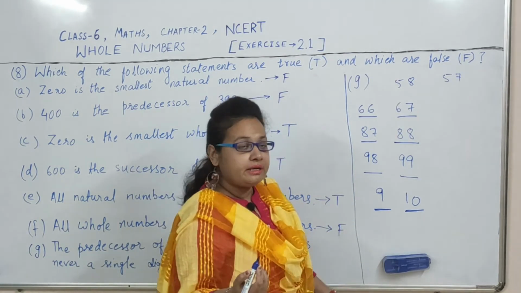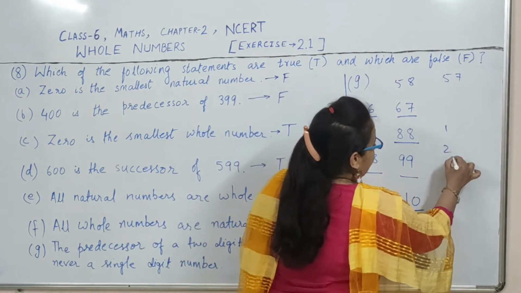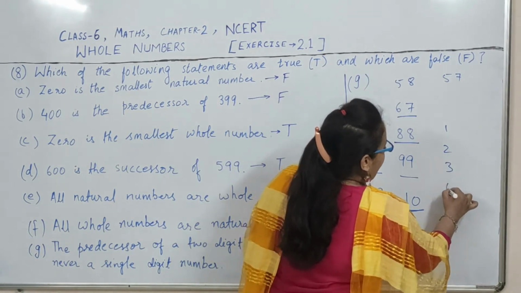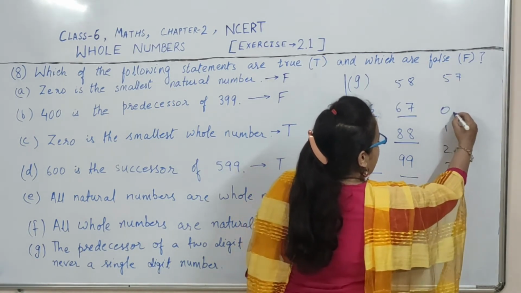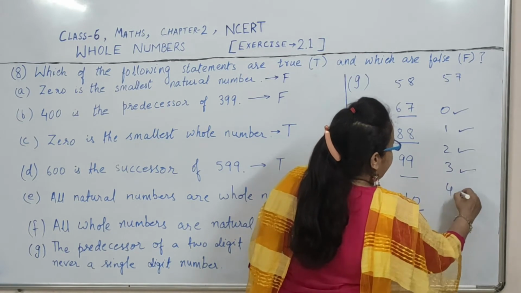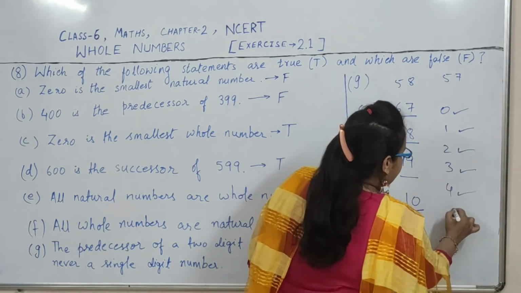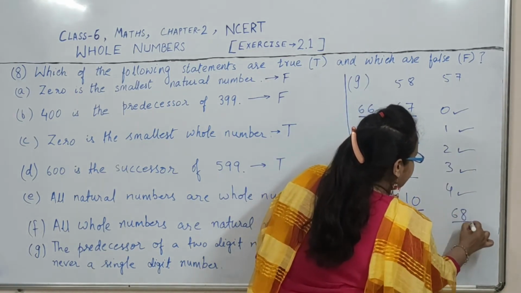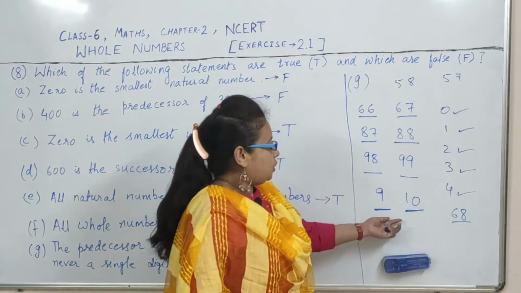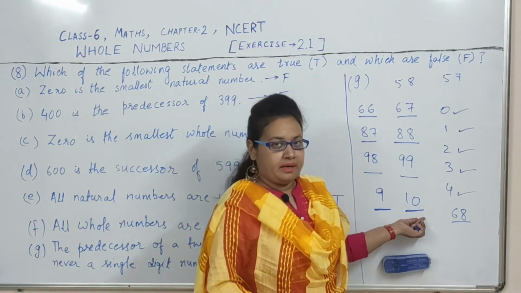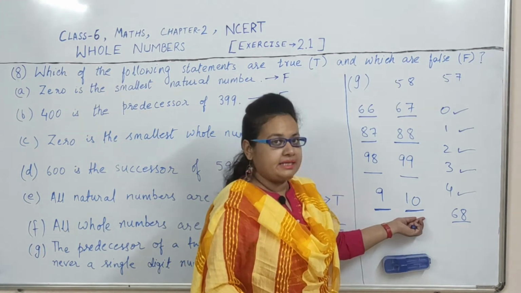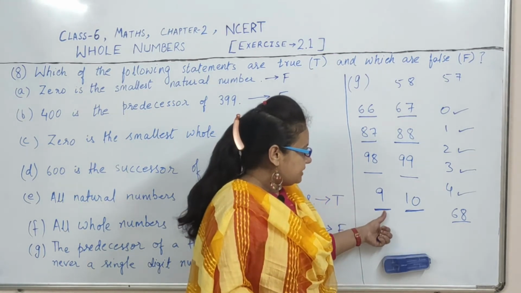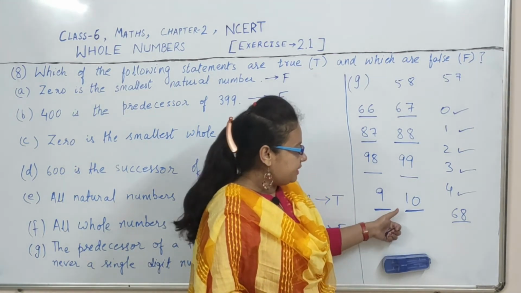What are the single digit numbers? See, 0, 1, 2, 3, 4. These are all single digit numbers. It has only single digits. But 68, it is a two-digit number. Right? So, 10 is a two-digit number which has its predecessor as 9. So, 9 is the predecessor of 10.